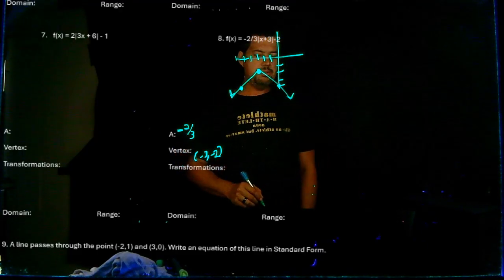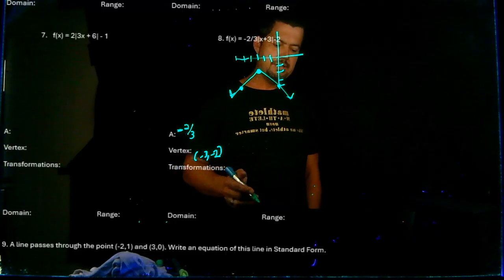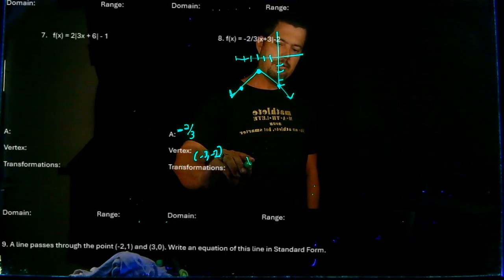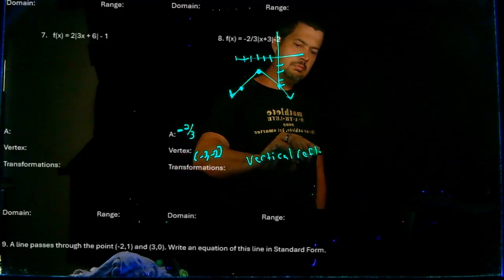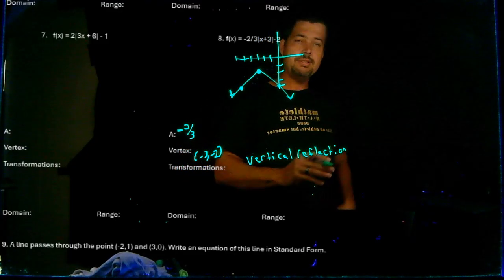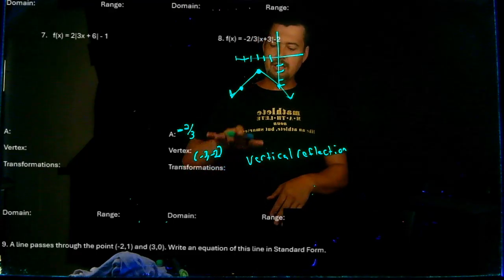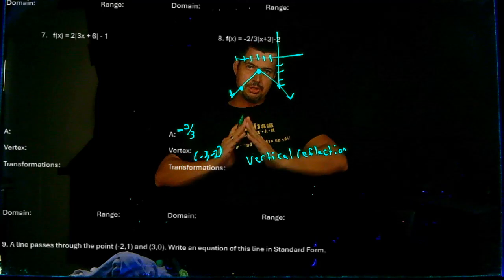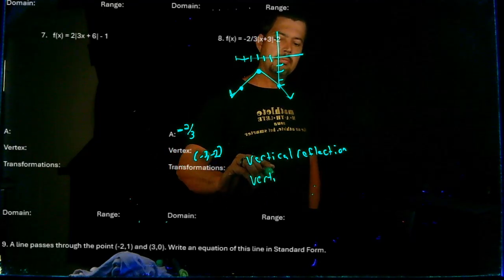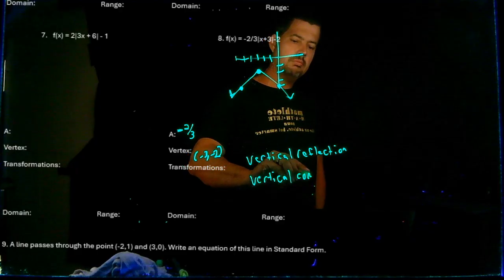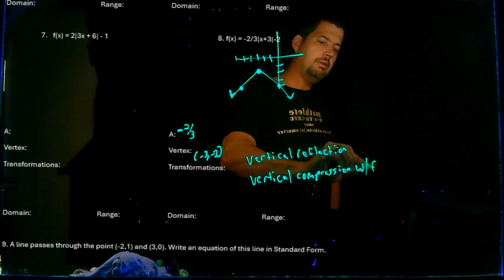All right, the transformations that I see here is obviously the vertical reflection. It's upside down. It's caused by that negativity. So we do have a vertical reflection. This thing is wider than the parent. That's actually called a vertical compression, because if you think about a narrow V and you push down on it, it gets wider. So there's a vertical compression, with a factor of 2/3.